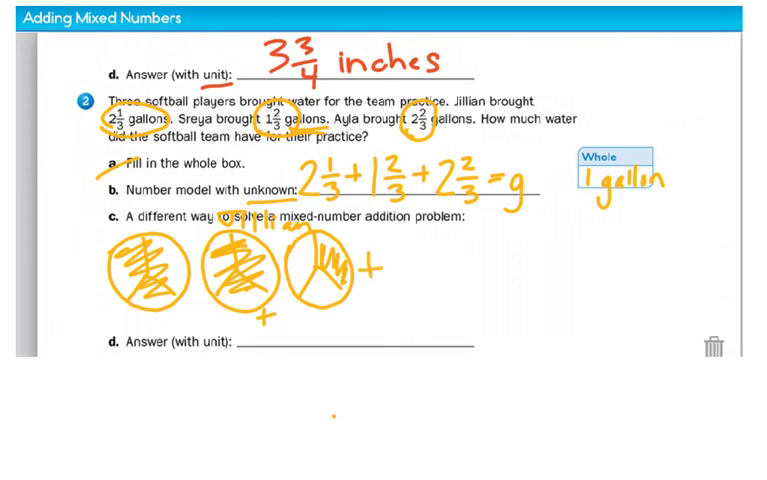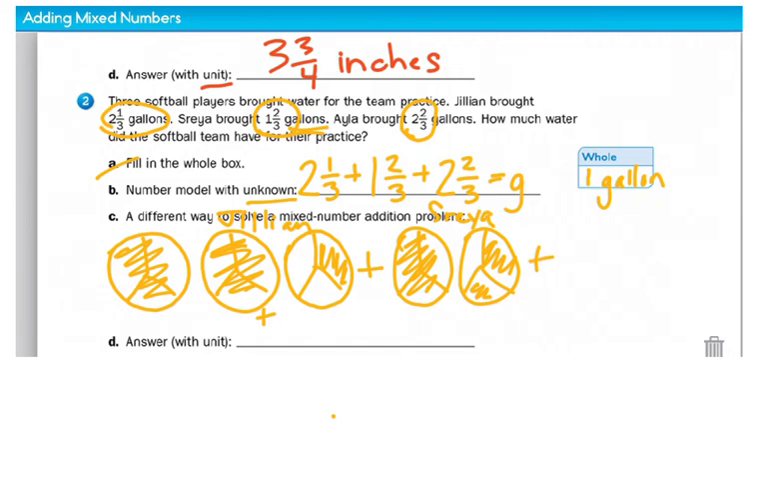Plus Saria, I'm not sure how to say that, brought 1 2/3, so more than 1 but less than 2. So she brought 1 whole gallon plus 2/3 of the next, and that is Saria. And lastly, Aaliyah brought 2 2/3, so it's more than 2 but less than 3. Again, each denominator tells us that the gallon was divided into thirds. So she wrote 2 and then 2/3 of another one.